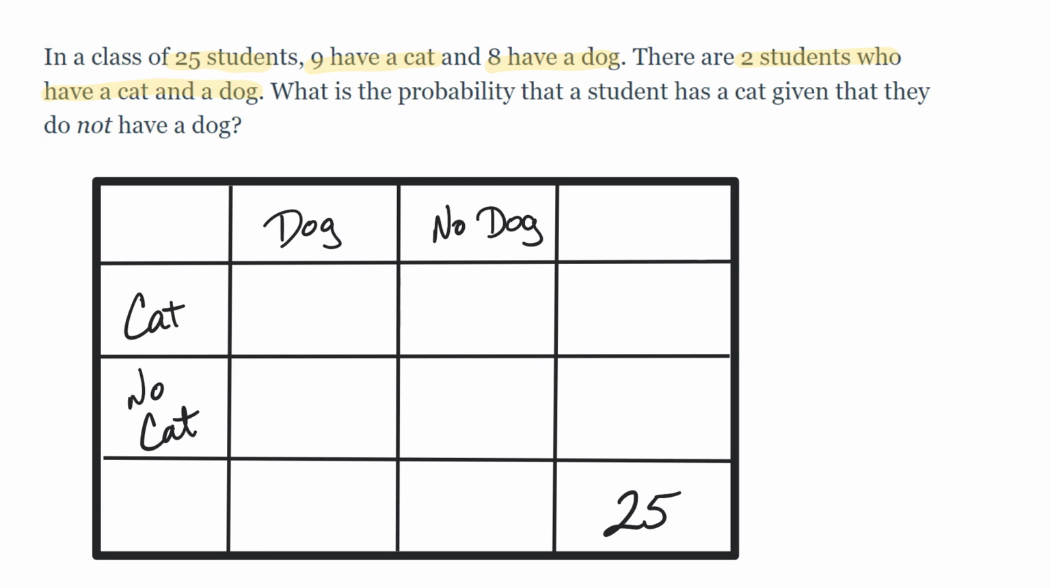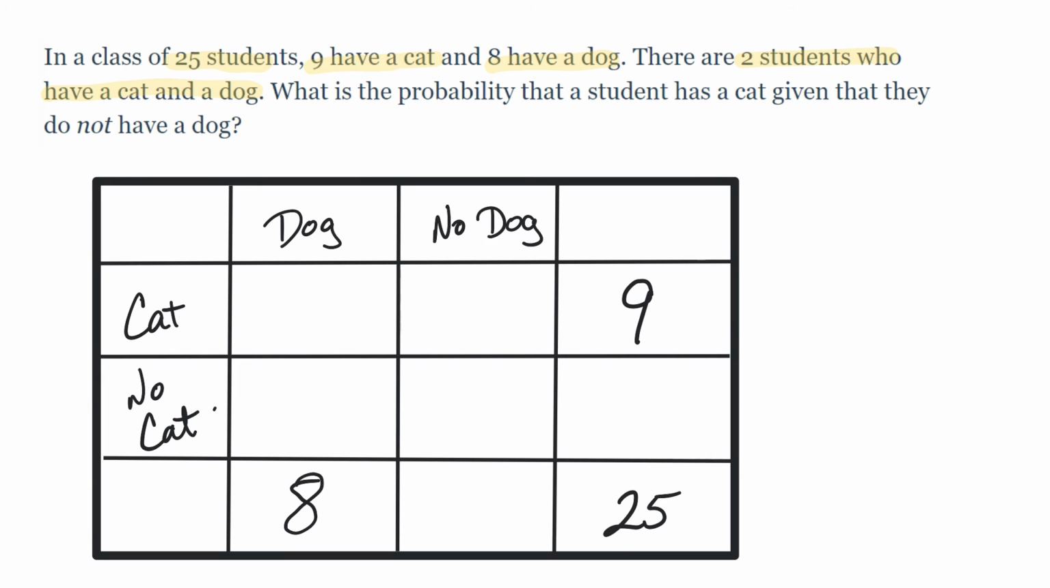We know that this is a total of 25, so we want to see where the categories fit. So it says 25 students, 9 have cats. Remember, this is our have cats row right here. We don't know what they have on dogs. All we know is they have a total of 9 cats. So that's going to be our total amount on the row here. Next thing it says there are 8 people that have dogs. So that would go there.